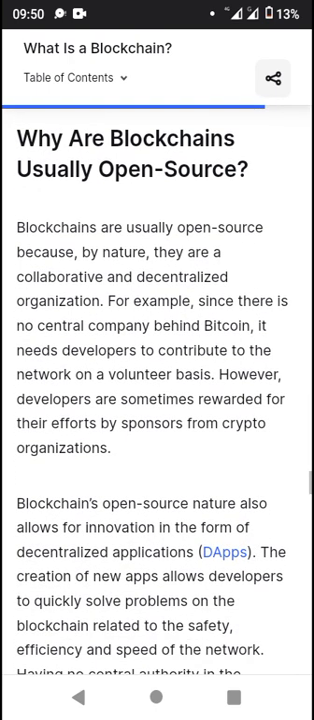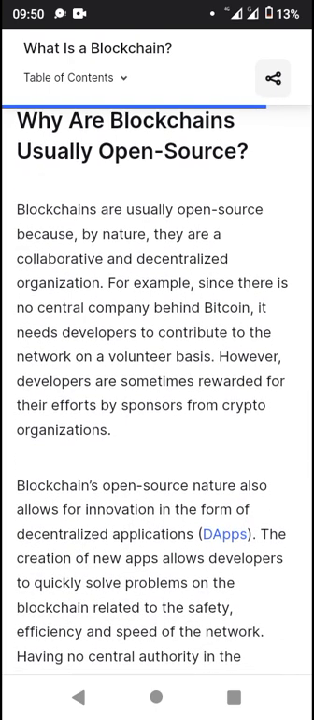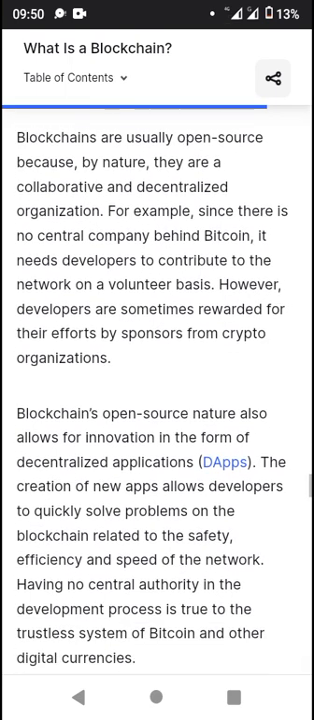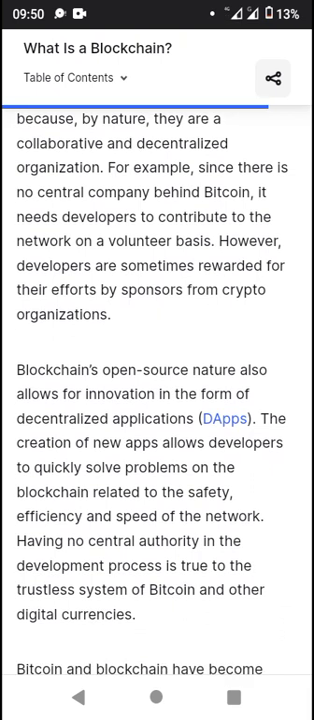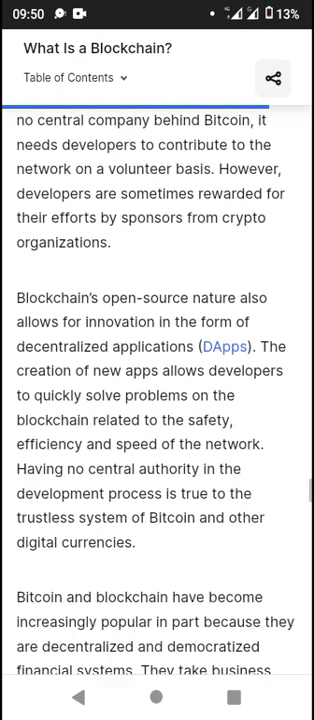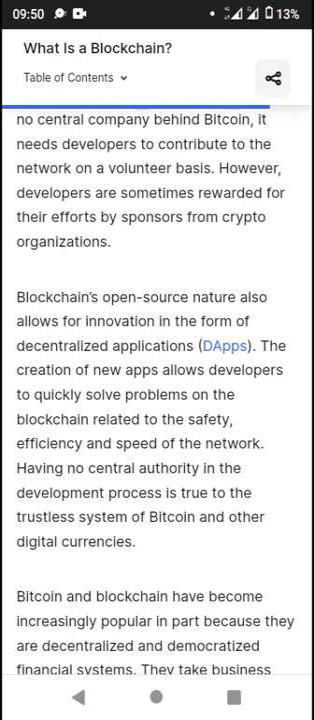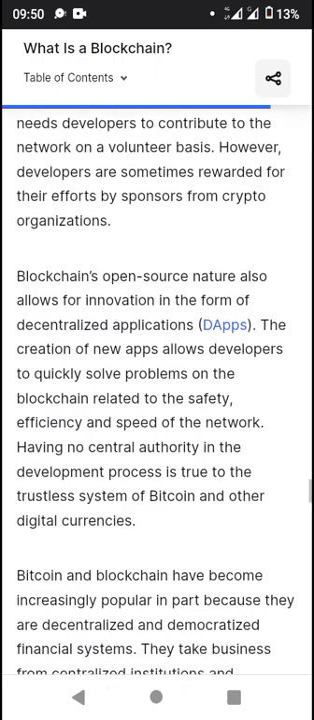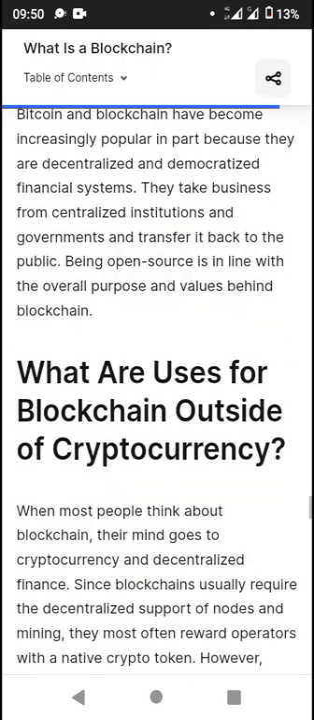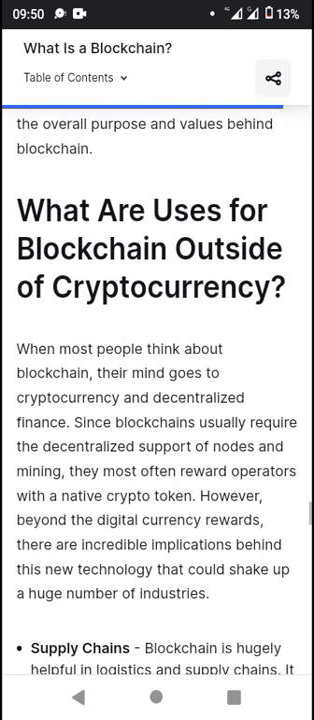We're going to look at why blockchains are usually open source. So blockchains are usually open source because by nature they are collaborative and decentralized organizations. For example, since there is no central company behind BTC, it needs developers to contribute to the network on a volunteer basis. However, developers are sometimes rewarded for their efforts by sponsors from crypto organizations.